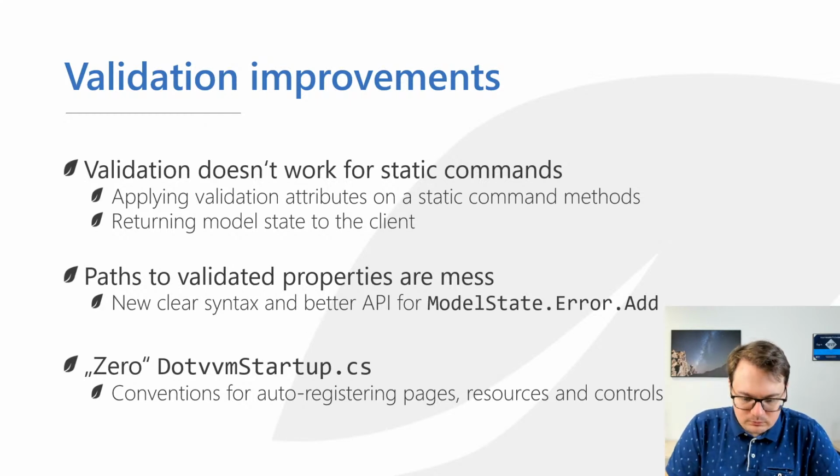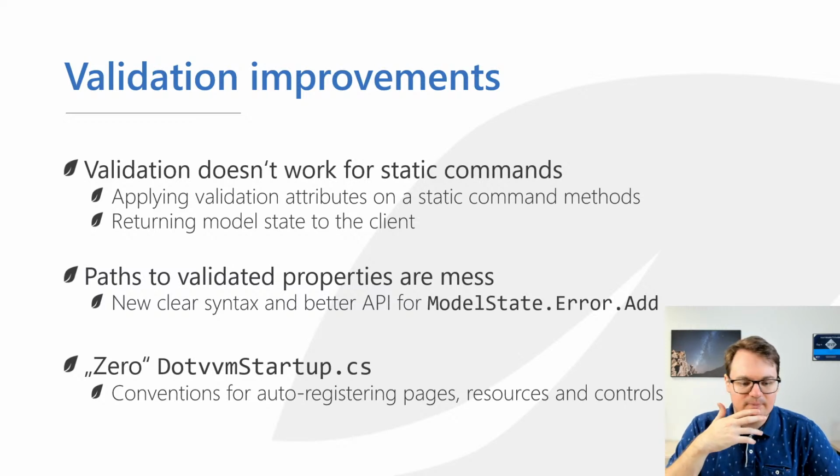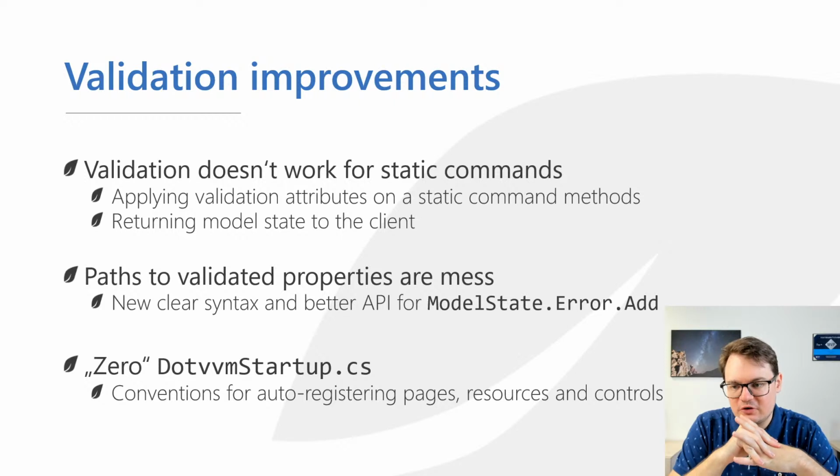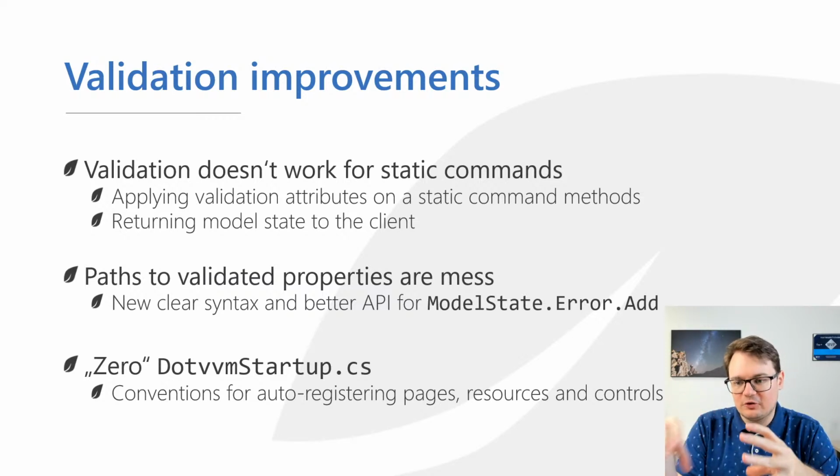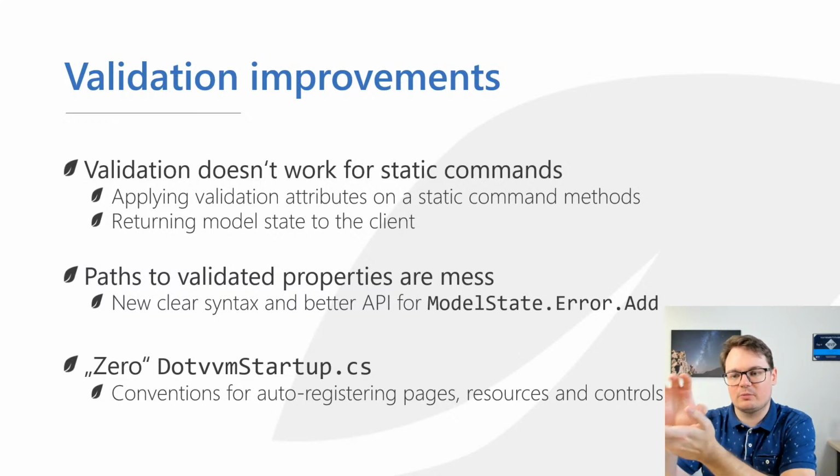And also we are thinking about, and this is also just an idea, a feature called zero .vvm startup, because right now if you are writing a larger application, the .vvm startup file is quite long, because you need to register all the routes, all the controls, all the resources, and things like that. And we were thinking about introducing some convention-based registrations. So if you follow some kind of project structure in the file system, you would create a folder per page, and view models and views will be in the same folder, and you can also add resources like JavaScript and CSS styles, and these will be included automatically to the page.